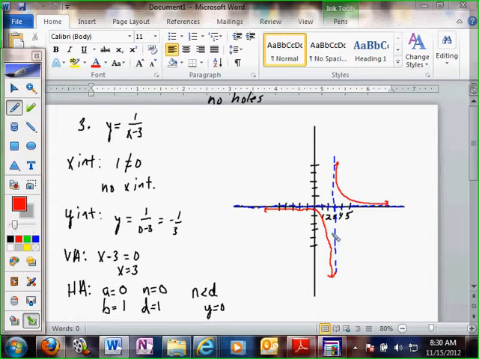And this is a very good attempt at graphing that, and after you do this, you would check your calculator and make any adjustments that you might need to make.